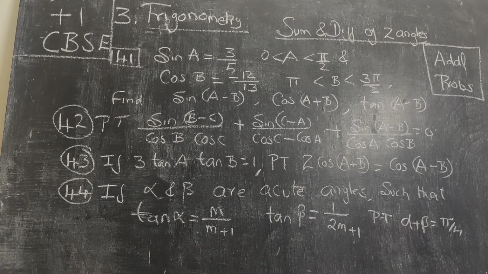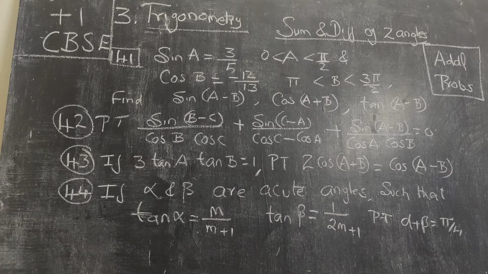Question number 41: sin A equal to 3 by 5, where angle A lies between 0 and pi by 2. Cos B is minus 12 by 13, where angle B lies between pi and 3 pi by 2. With this data, they are asking to find the value of sin of A minus B, cos of A plus B, and tan of A minus B.